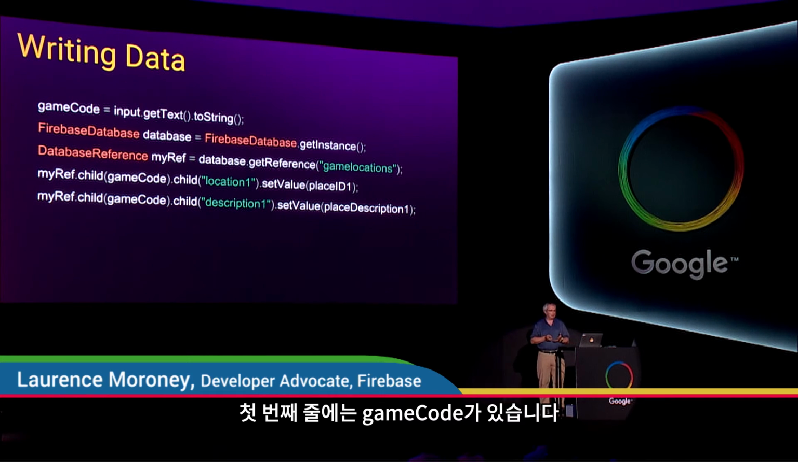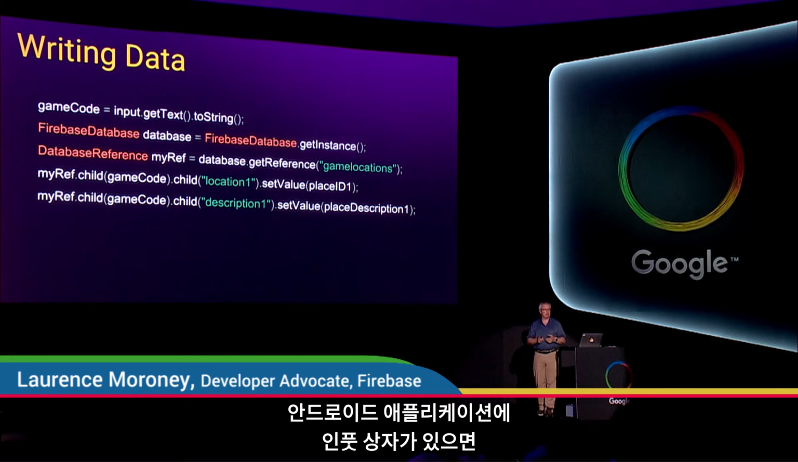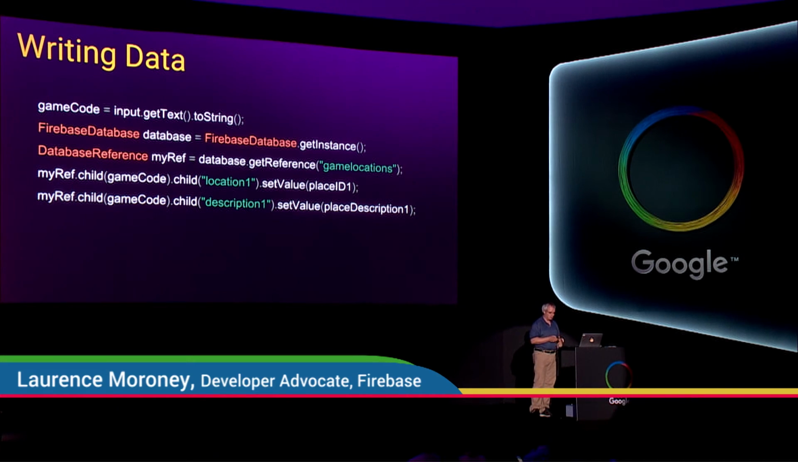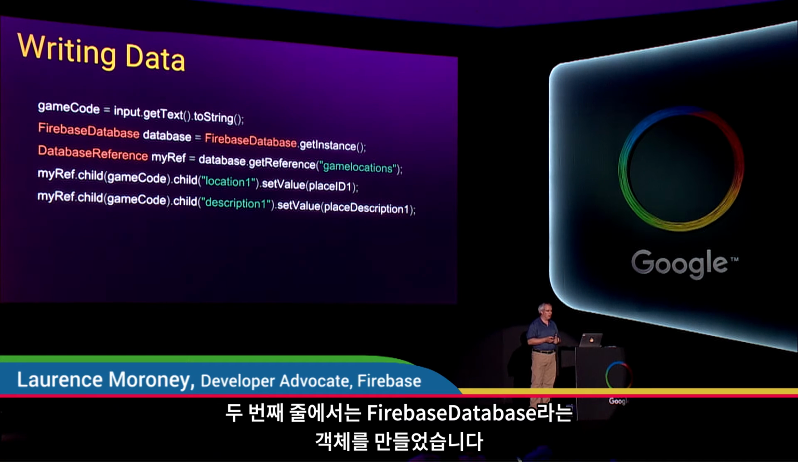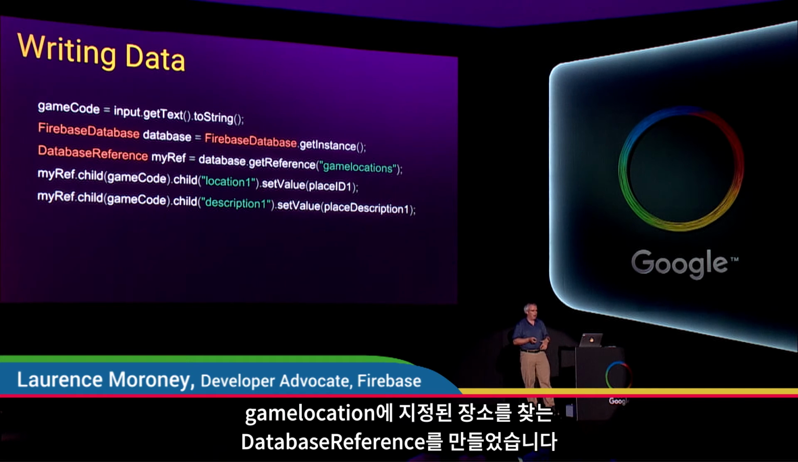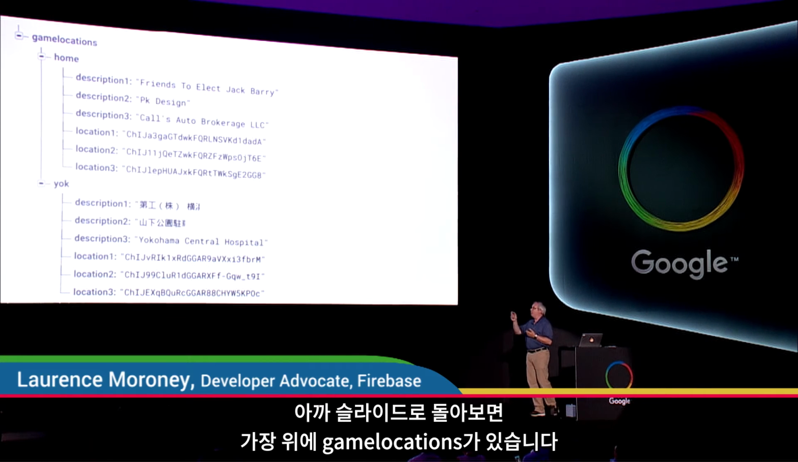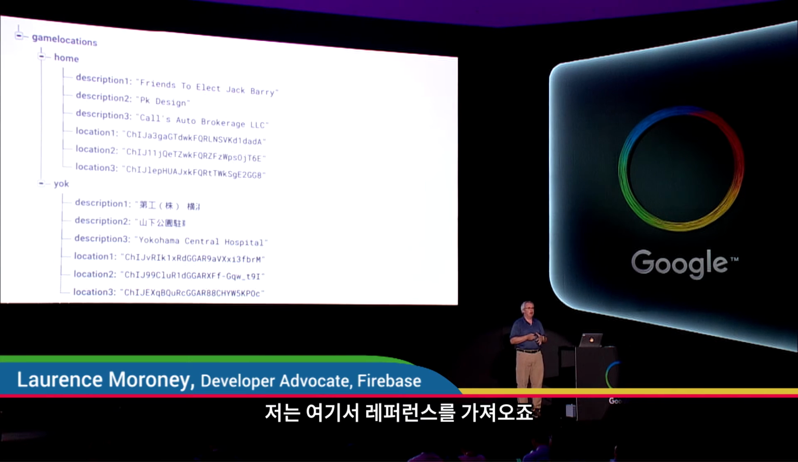So the first line that you see here, game code, is just, as you saw when I was using the Android application, it gave me an input box, and whatever the string that returned from the input box is going to be game code. So then my second 2 lines are, I create an object called a Firebase database, and then I create a database reference on that to look for the place called game locations. So if you remember on this slide, right at the top, I have game locations, and all I'm doing is getting a reference to that.